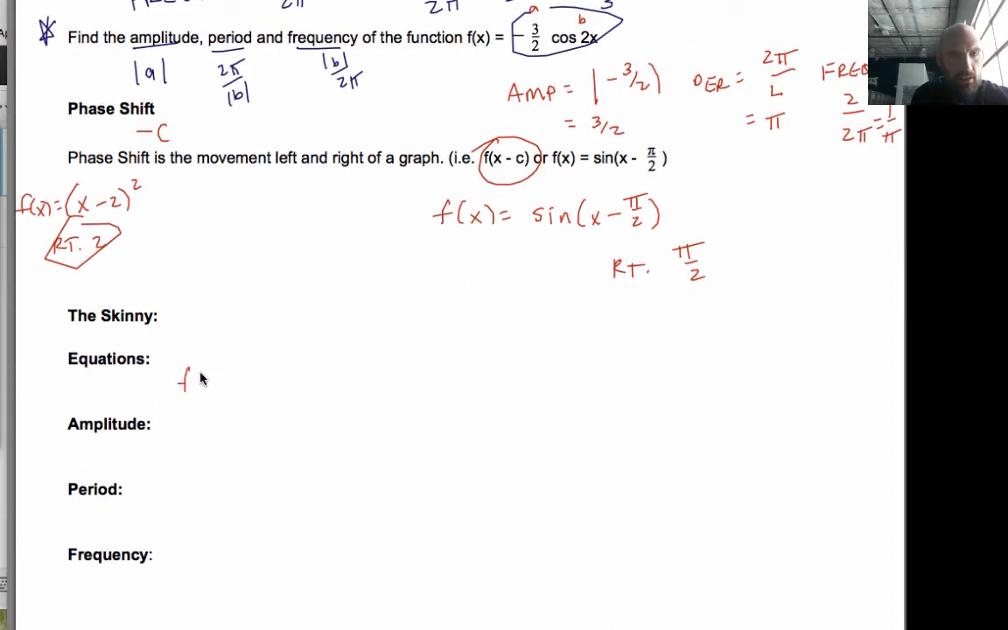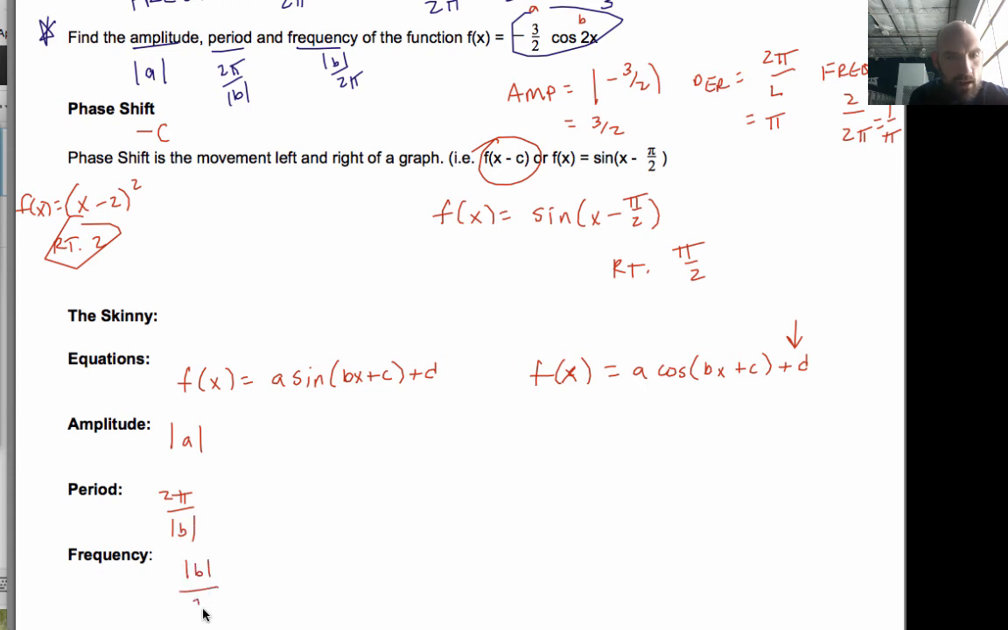Our equations look like this. f of x equals a sine of bx plus c plus d. Or f of x is equal to a cosine of bx plus c plus d. And this d is my vertical shift. That's up and down. We're not going to really talk about that just yet. Amplitude is the absolute value of a. Period is 2 pi over the absolute value of b. And frequency is the absolute value of b over 2 pi.